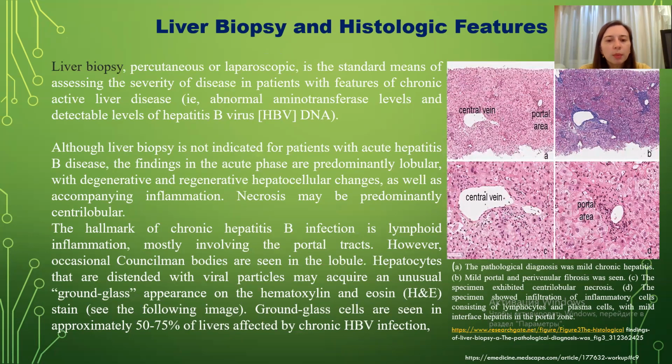The hallmark of chronic hepatitis B infection is lymphoid inflammation, mostly involving the portal tract. However, occasional councilman bodies are seen in the lobule. Hepatocytes distended with viral particles may occur, giving an unusual ground glass appearance on the hematoxylin and eosin stain. Ground glass cells are seen in approximately 50–75% of livers affected by chronic HBV infection.